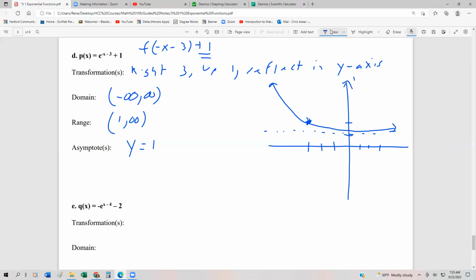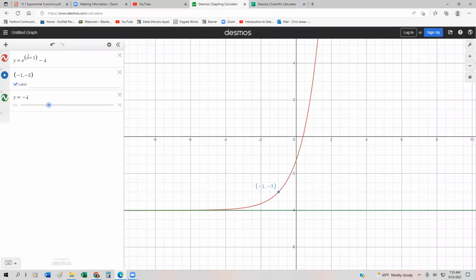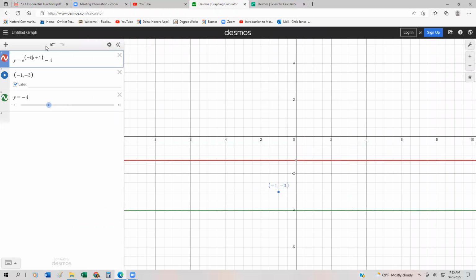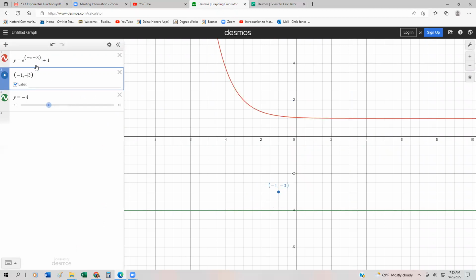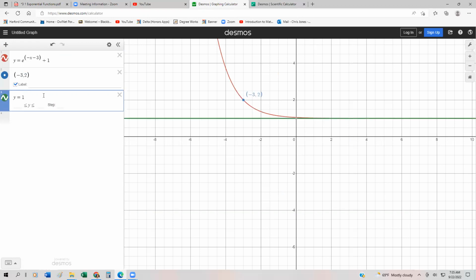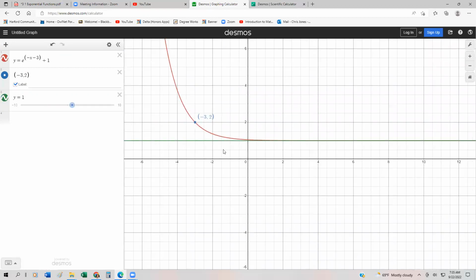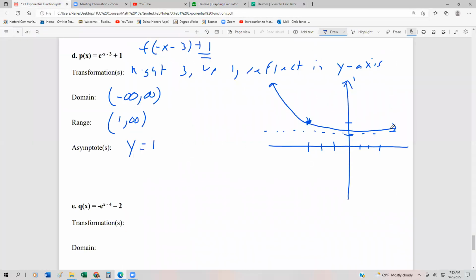And then, of course, we want to check this by using our graphing device. So we have e to the -x minus 3, and then plus 1. I believe that we had the point -3, 2 on the graph, and our asymptote was y equals 1. So it looks perfectly like what we suggested. So again, when we flip it in the y-axis, that means we're just reflecting our shape and reversing it. We're just kind of spinning it around this way, if you would.